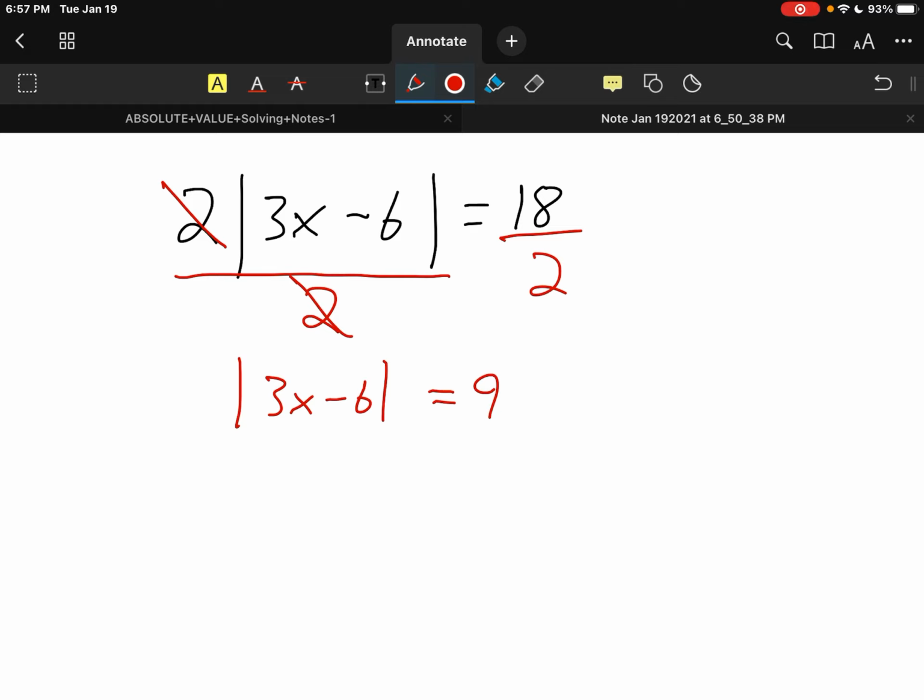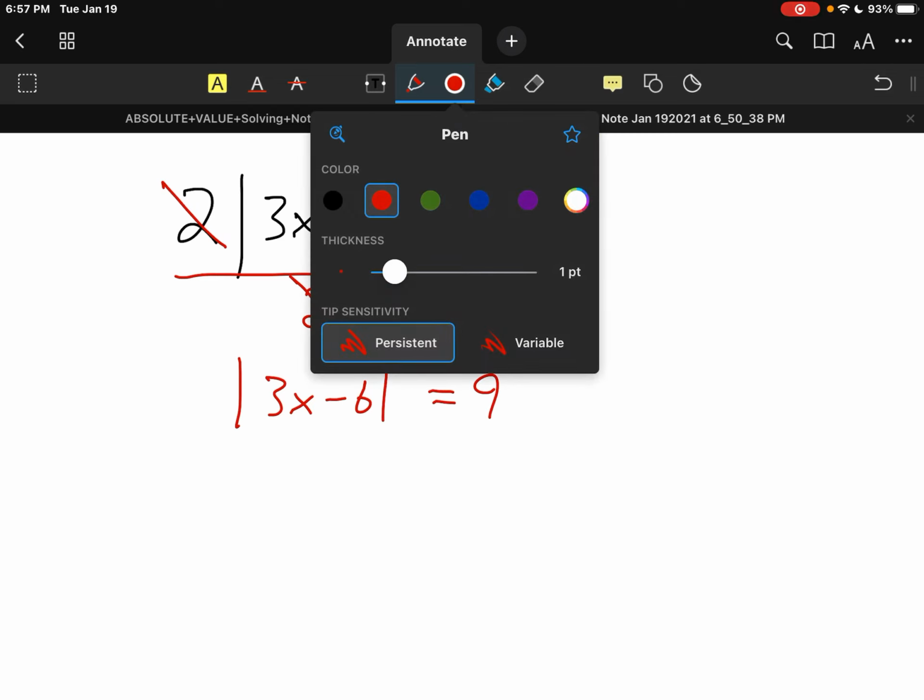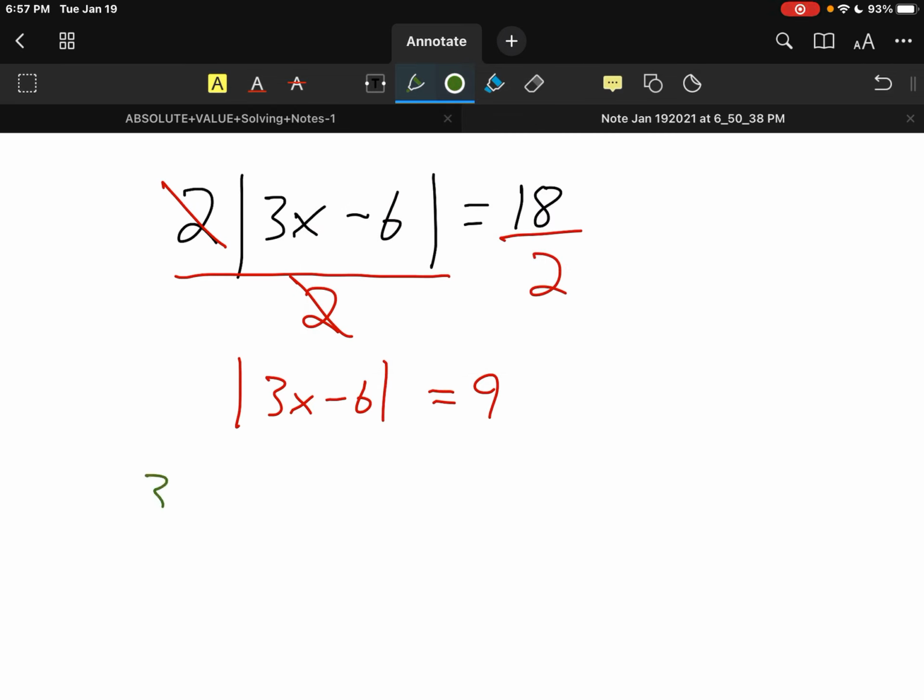Okay, now we have our absolute value bars on their own. So all of that could equal 9, or all of that could equal negative 9. This is where we split up our equations and make two. So 3x minus 6 could equal 9, and 3x minus 6 could equal negative 9. And then we solve like normal.